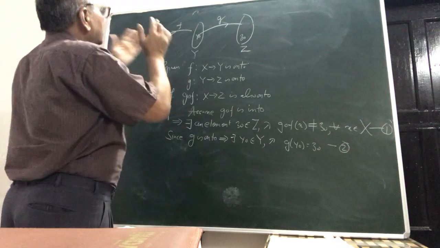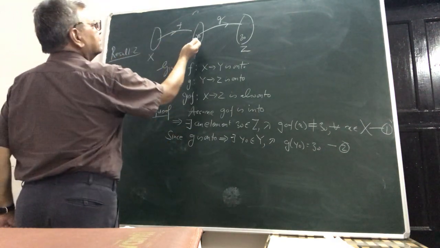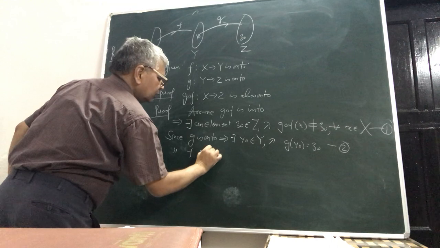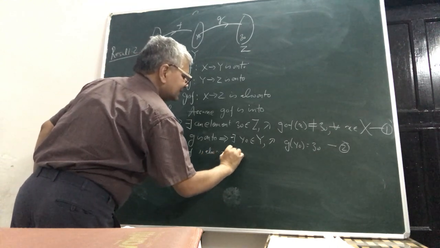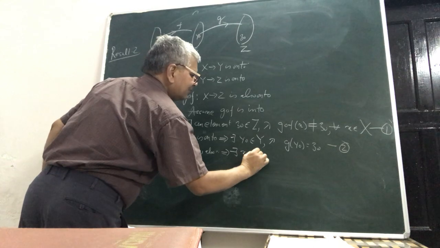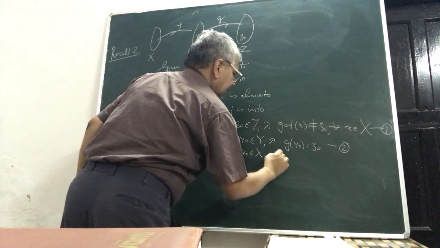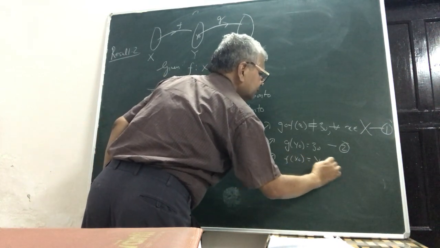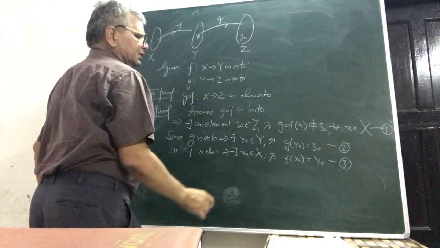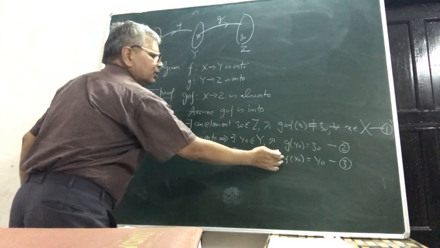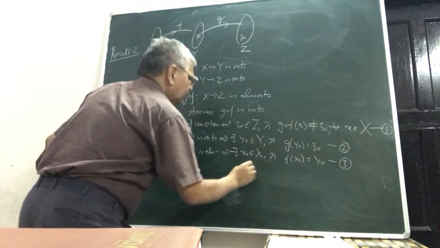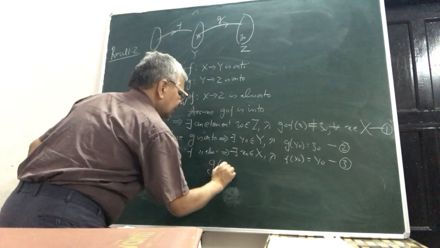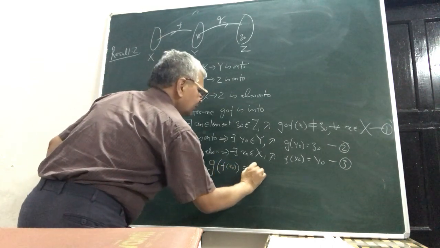Now, likewise here, since f is also onto, this implies there exists one x naught, an element of X, such that f of x naught is equal to y naught. This is 3. Putting the value of y naught from 3 into 2, we get g of f of x naught is equal to z naught.